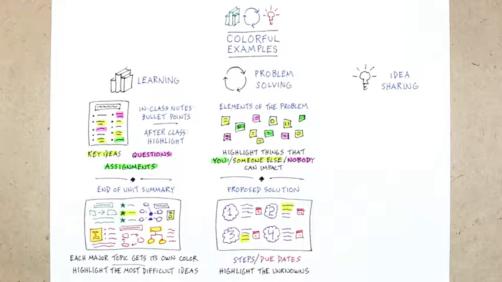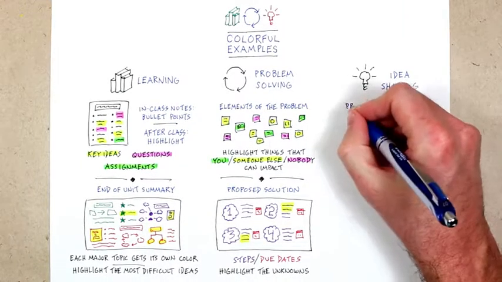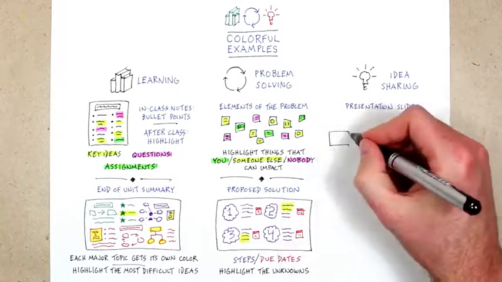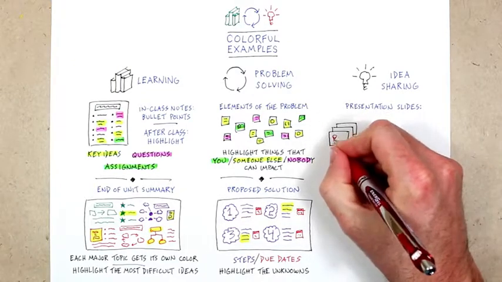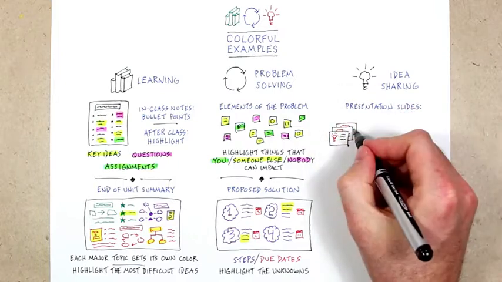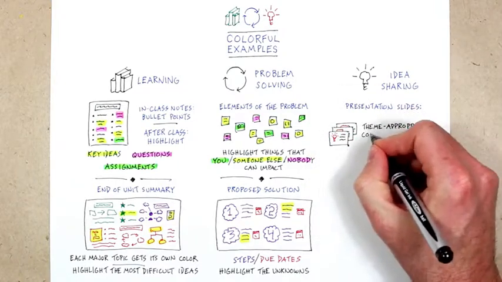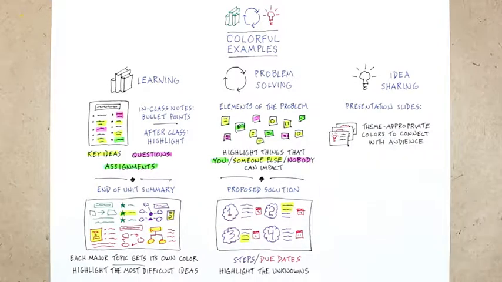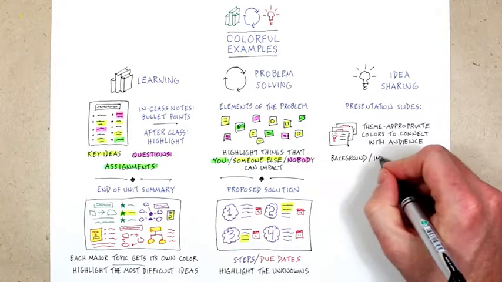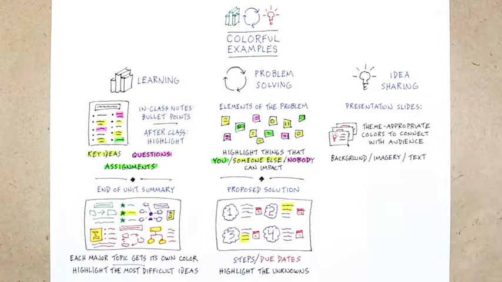Finally, we've got idea sharing. For the first example in this category, imagine that you're giving a presentation and that you're using some slides to help you communicate your ideas. As you prepare those slides, make intentional choices about the colors that you use. Select colors that work well with the theme of that presentation in a way that will connect with your audience. In this case, you'll be able to choose a background color, a color for your sketched images, and a color for your text. Try to find a combination of colors that sets the appropriate tone for that presentation.